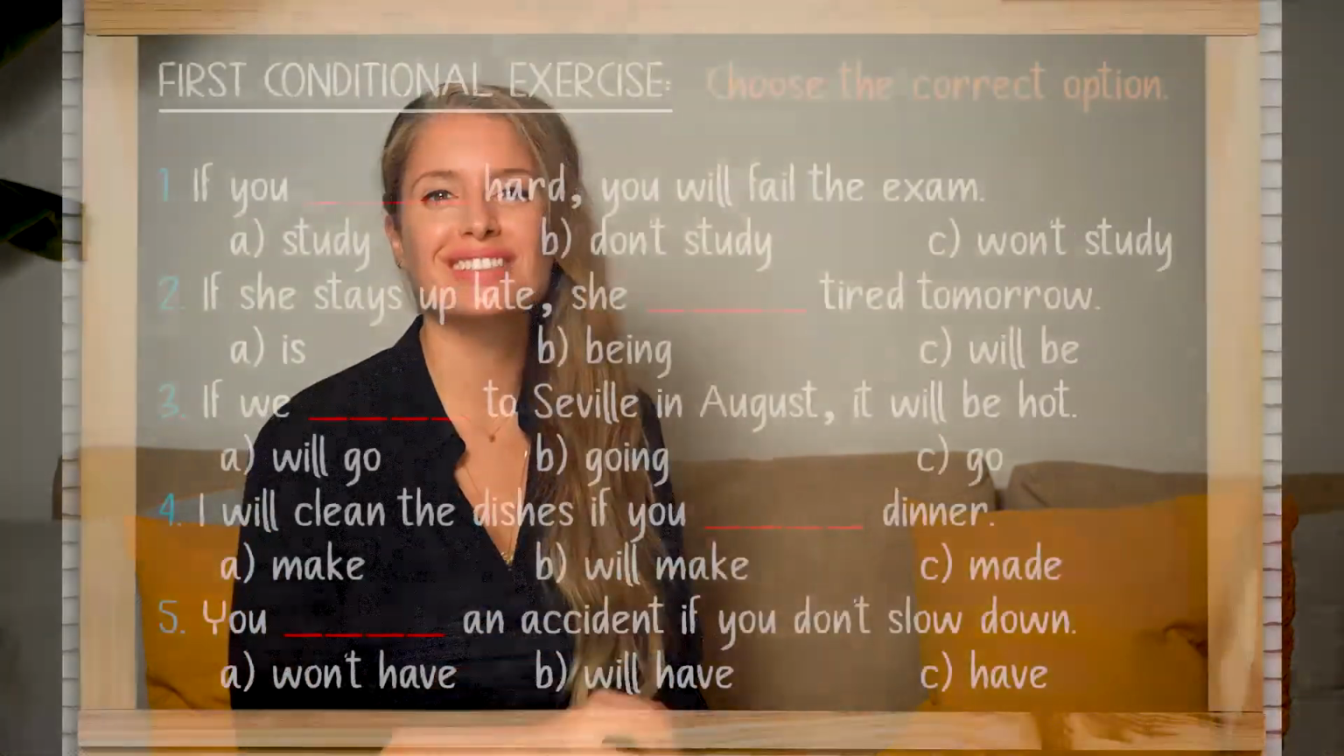All right, students, so now why don't we practice everything that we've learned today? I have 2 exercises that I want you to complete. In the first one, I want you to choose the correct option for each blank. And in the other exercise, I want you to complete the sentence. Let's go.